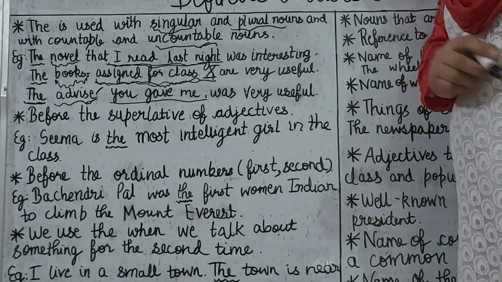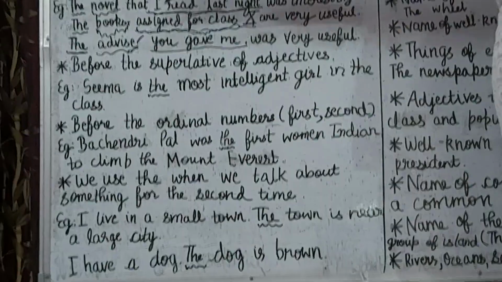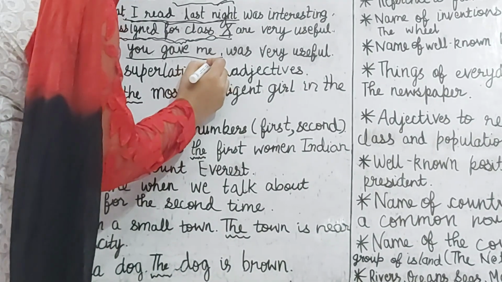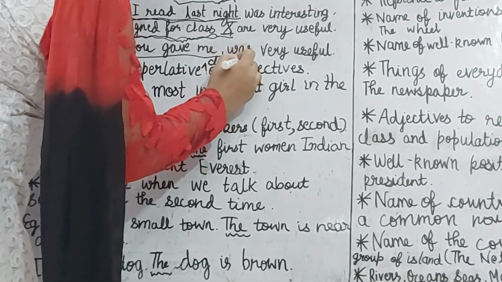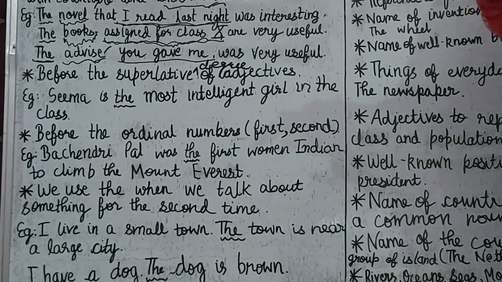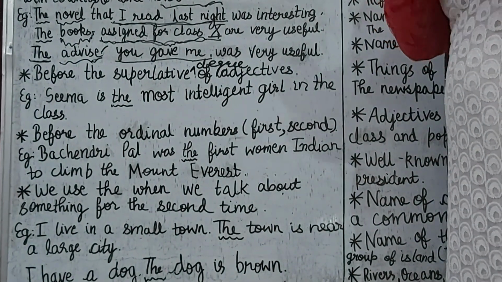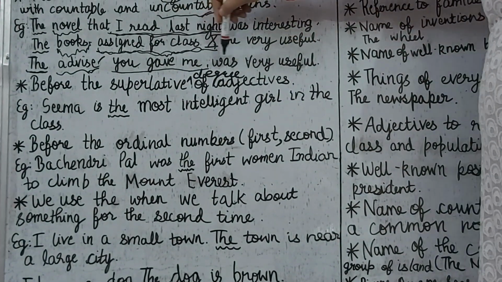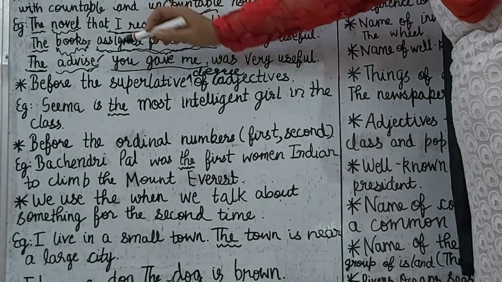So I think the first point is clear to you. Now next is before the superlative degree of adjectives. With the superlative degree of adjectives, we have the positive degree, comparative degree, and superlative degree. With the superlative degree of adjective, we use the.